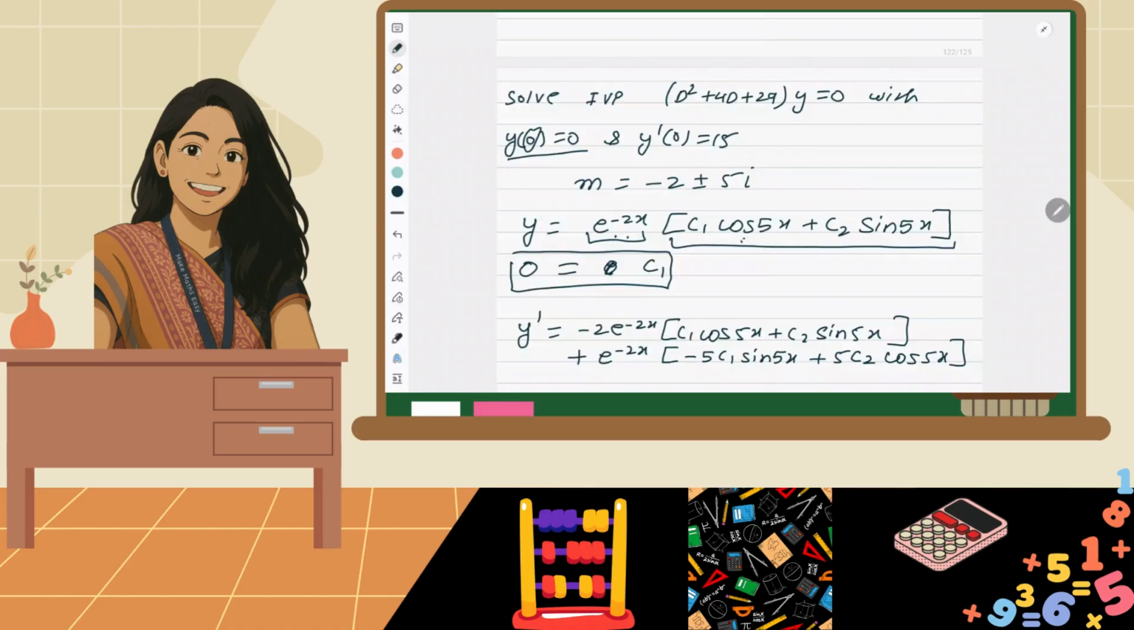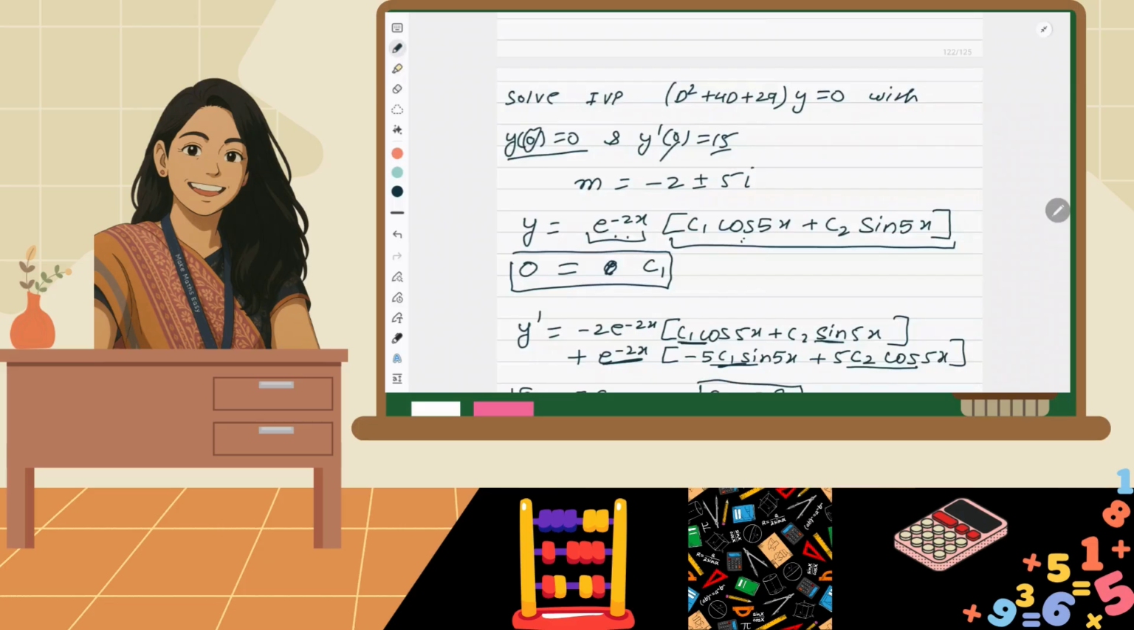Now I will find out the values. They are saying this derivative is 15 when x is 0. So 15 is equal to, this is 0, c1 is already 0, so this term also becomes 0, and sine 0 is also 0, so this term also becomes 0. E to the power 0 is 1, then c1 is 0, so this term becomes 0, only this term is left now. So 5c2, because cos 0 is 1. So c2 value is equal to 3, right?